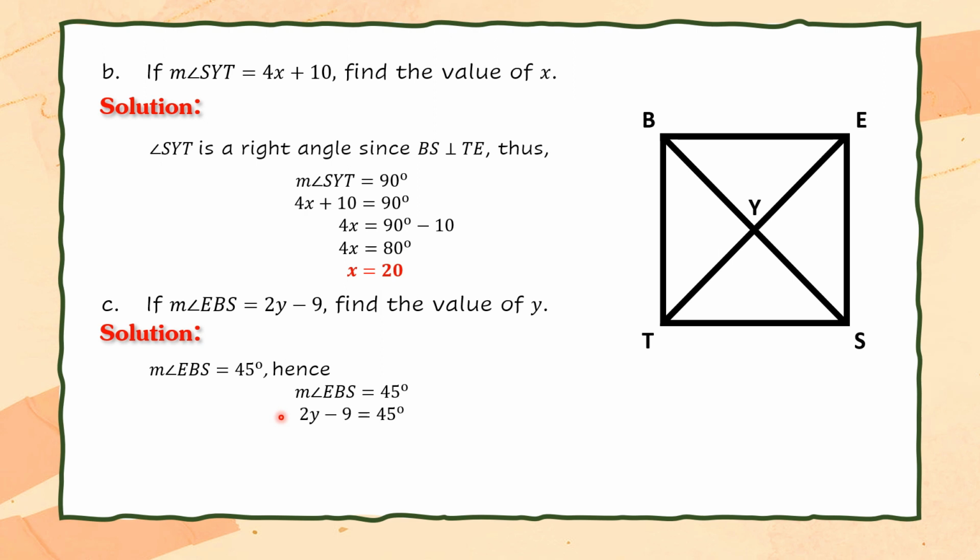Now, transpose negative 9 to the right side of the equation. From negative, it will become positive. So we will have 2y is equal to 45 plus 9. And 45 plus 9 is 54. So now we will have 2y is equal to 54. Dividing both sides by 2 to get the value of y, the value of y will now be 27.